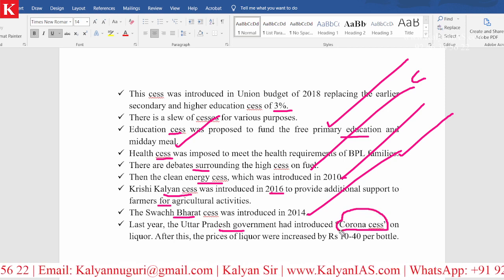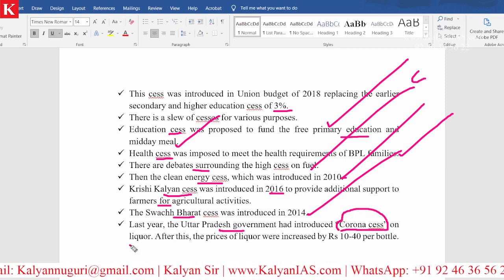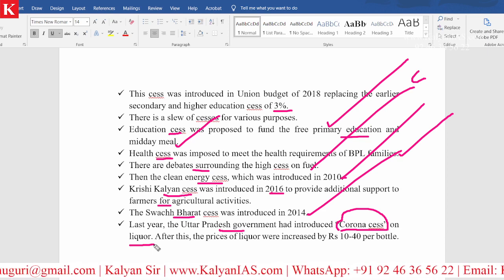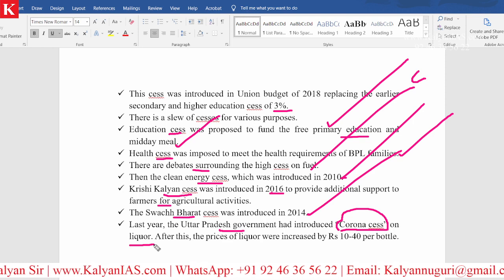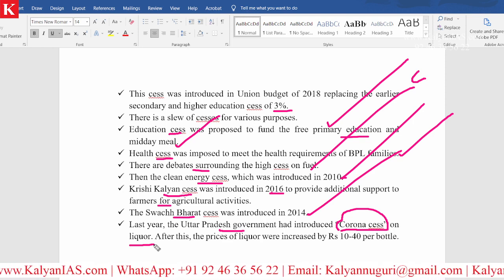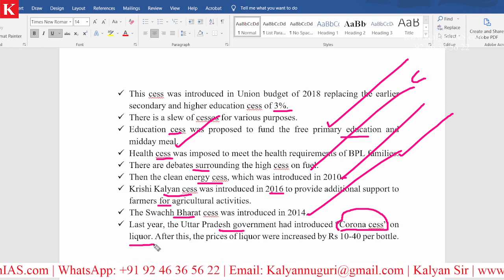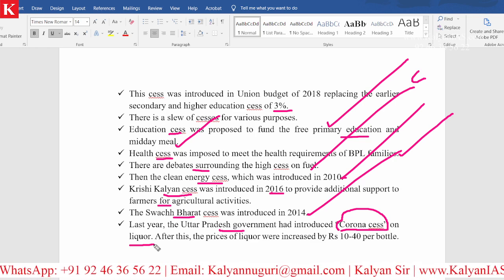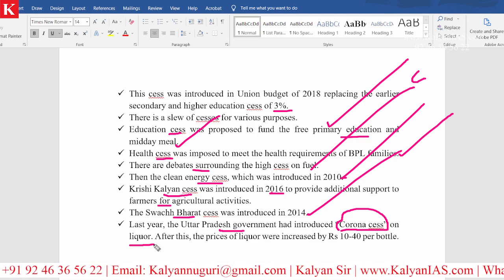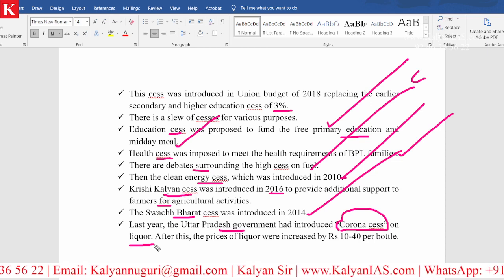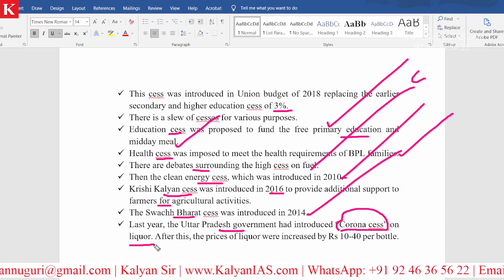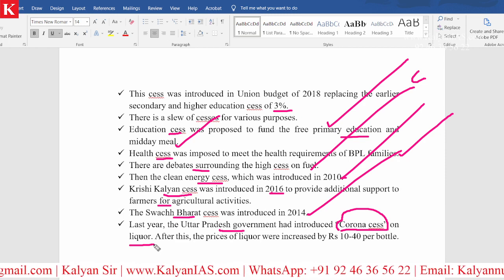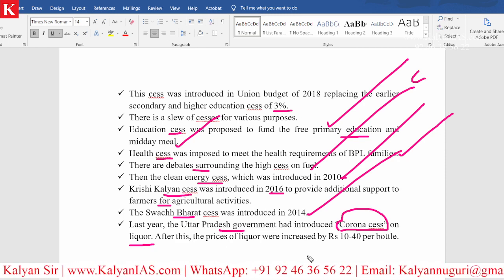Very important. And it was imposed on liquor, because so many people consume liquor, right? So when they are consuming liquor, they are asked to pay Corona cess, so that money will be utilized for controlling and giving medical support to the people who are affected by corona. Clear? Very important.